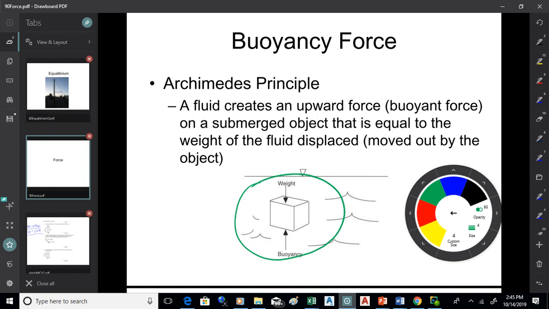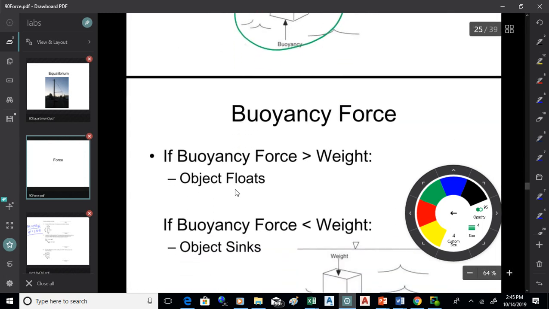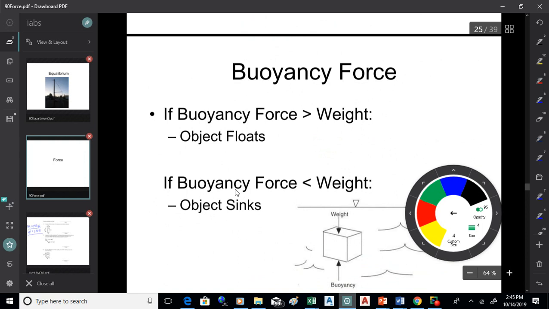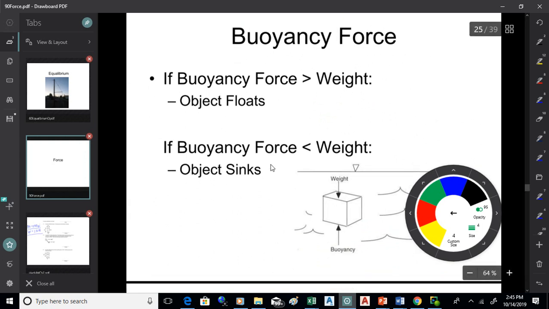Okay, and then you can compare that to the weight. Okay, and if the buoyancy force is greater than the weight, the object will float. If it's less than the weight, the object will sink.